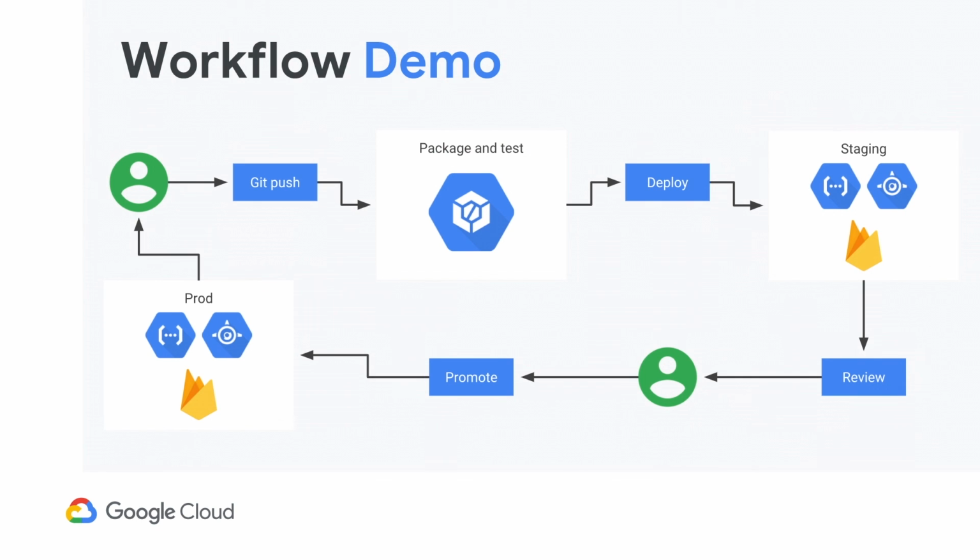The green icon resembles a developer who's just doing a git push into your source code repository, and that's going to trigger a package, test, and deploy using our service known as Cloud Build. We set up 2 different environments, a staging as well as a production environment, and the application, which we'll dig into later, we're able to actually promote it from staging into production. So let's go to a demo.